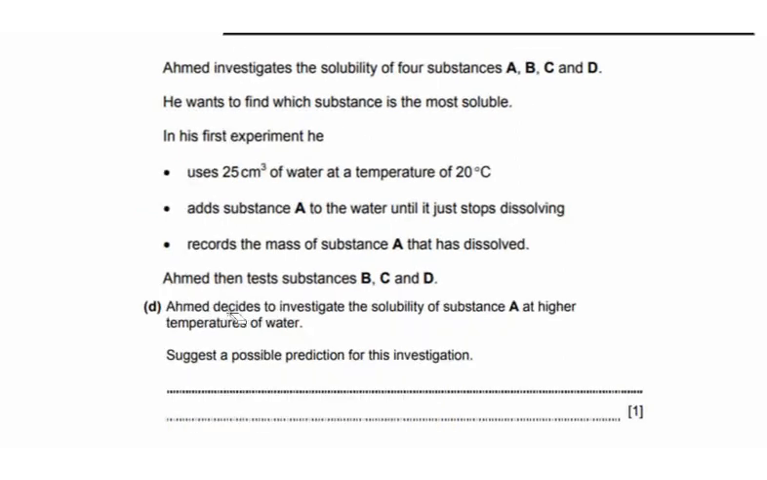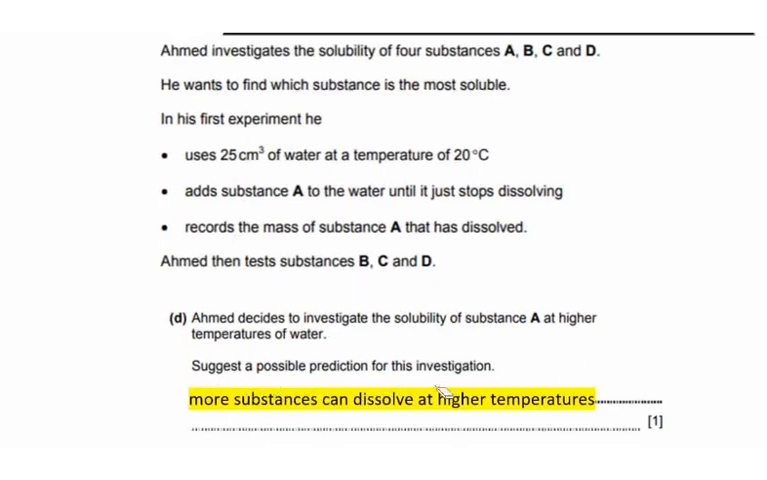Question D. Ahmed decides to investigate the solubility of substance A at higher temperatures of water. Give a possible prediction for this investigation, 10 seconds from now. Well, the answer is more substances can dissolve at higher temperatures. This is only one option of a possible answer. There may be other possible correct answers. So the answer for this may vary.